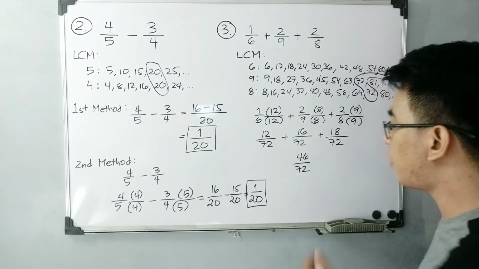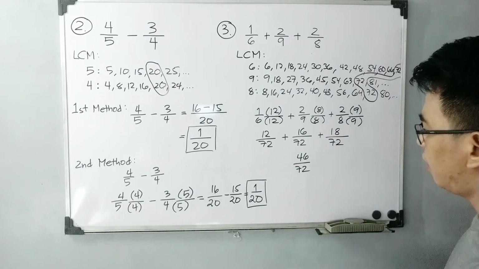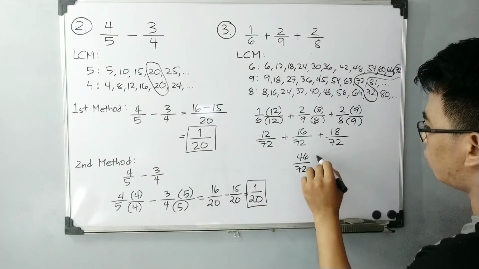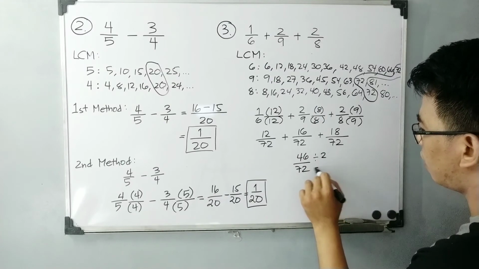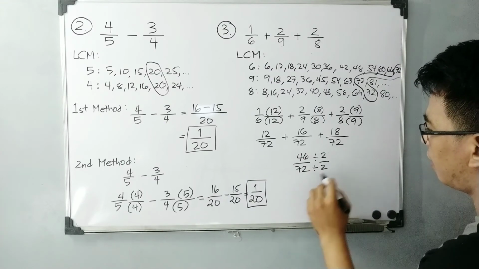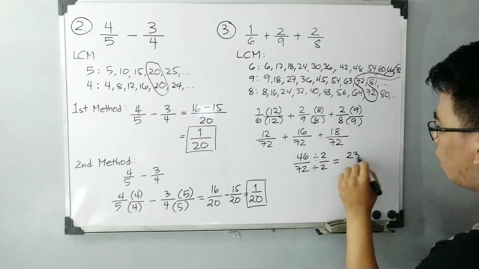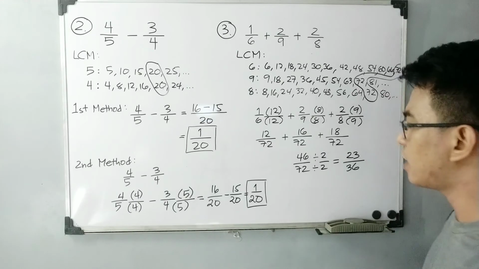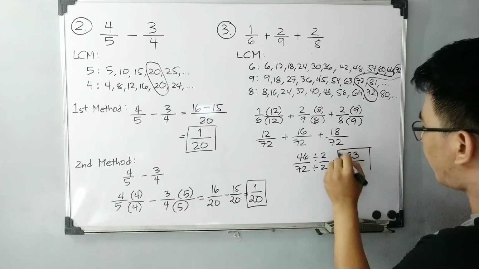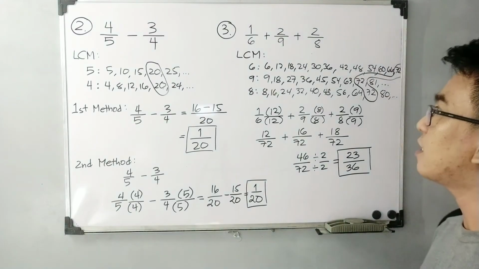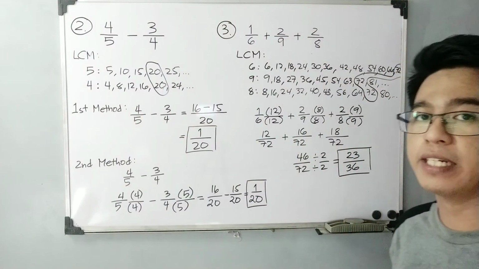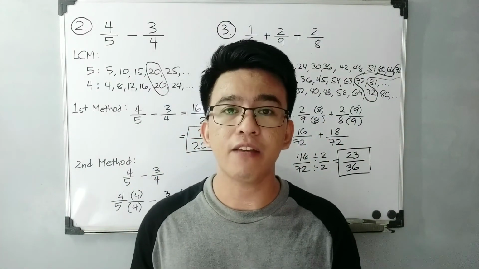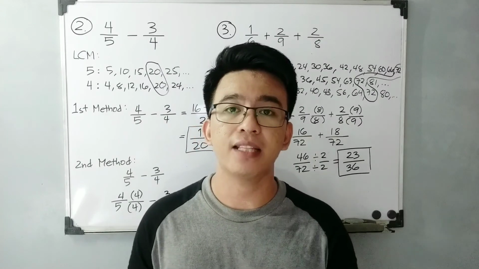Now, since we have here 46 over 72, tingin ko lang dito, ang kanilang greatest common factor ay 2. Try natin. So we need to divide it by 2 over 2. And this will give us 23 over 36. So as you can see, wala na tayong iba pang pwedeng makuha ang greatest common factor. So we can declare 23 over 36 as our final answer for 1 over 6 plus 2 over 9 plus 2 over 8.